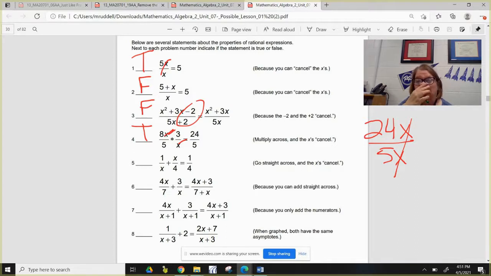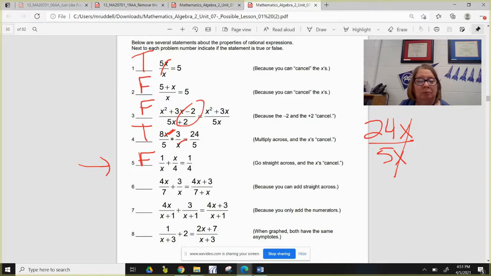Number 5, 1 over x plus x over 4 equals 1 over 4. Go straight across and the x's cancel. What did you just learn? You spent about 3 days working on adding and subtracting rational expressions. You learned you have to have a common denominator. Can you just add those straight across and go 1 over 4 and the x's cancel? No. You can't cancel with addition and subtraction. You can cancel with multiplication.